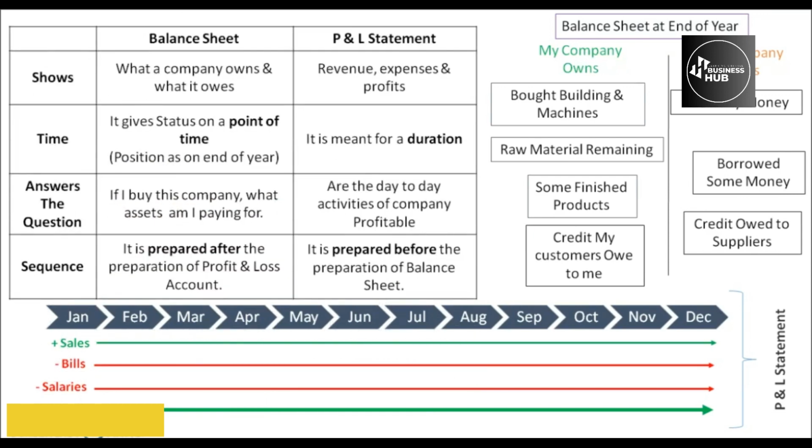Now, having seen these two statements in their basic form, let us have a look at the differences between the two. What does the balance sheet show? It shows what a company owns and what it owes. Whereas a P&L statement shows the revenue, the expenses and the profits which the company is making.